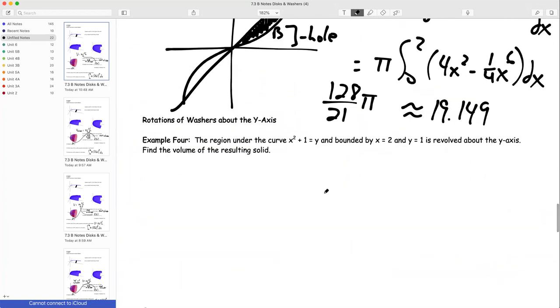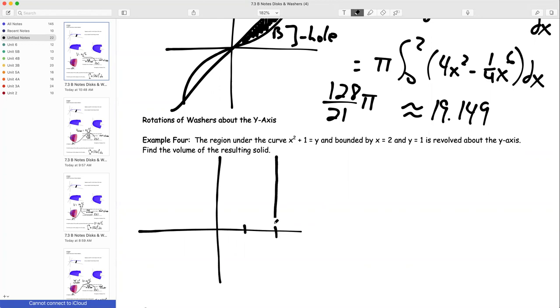This time we're going to rotate about the y-axis. The region under the curve, x squared plus 1 equals y, and bounded by x is equal to 2 and y is equal to 1, is revolved about the y-axis. Find the volume of the resulting solid. Okay, so let's sketch the graph. We probably don't even need a calculator. And even some people that have calculators don't use it, right?